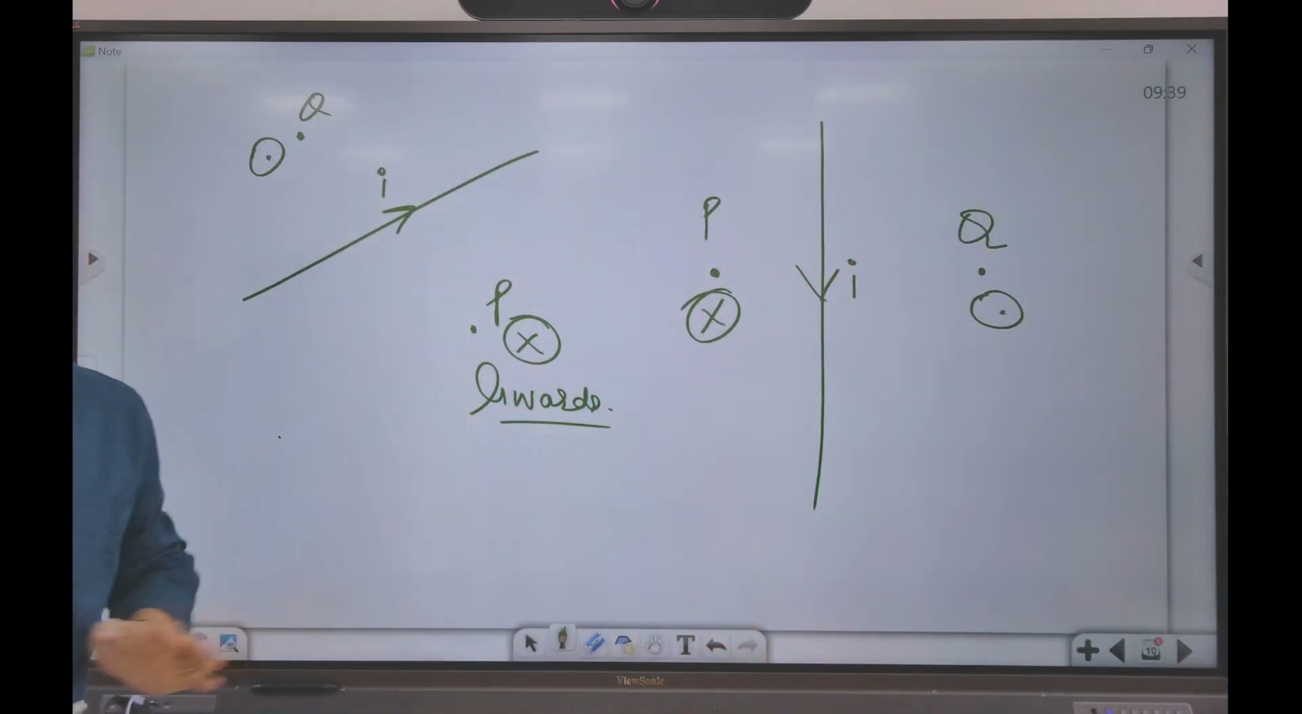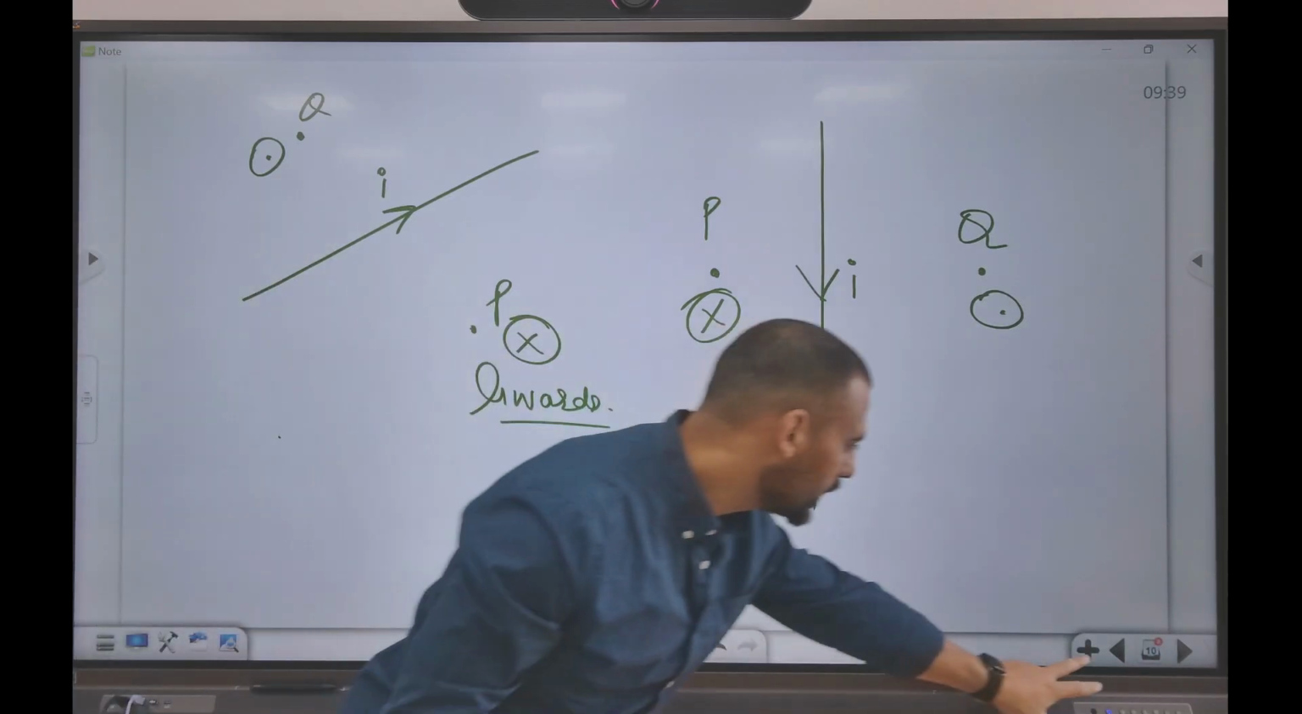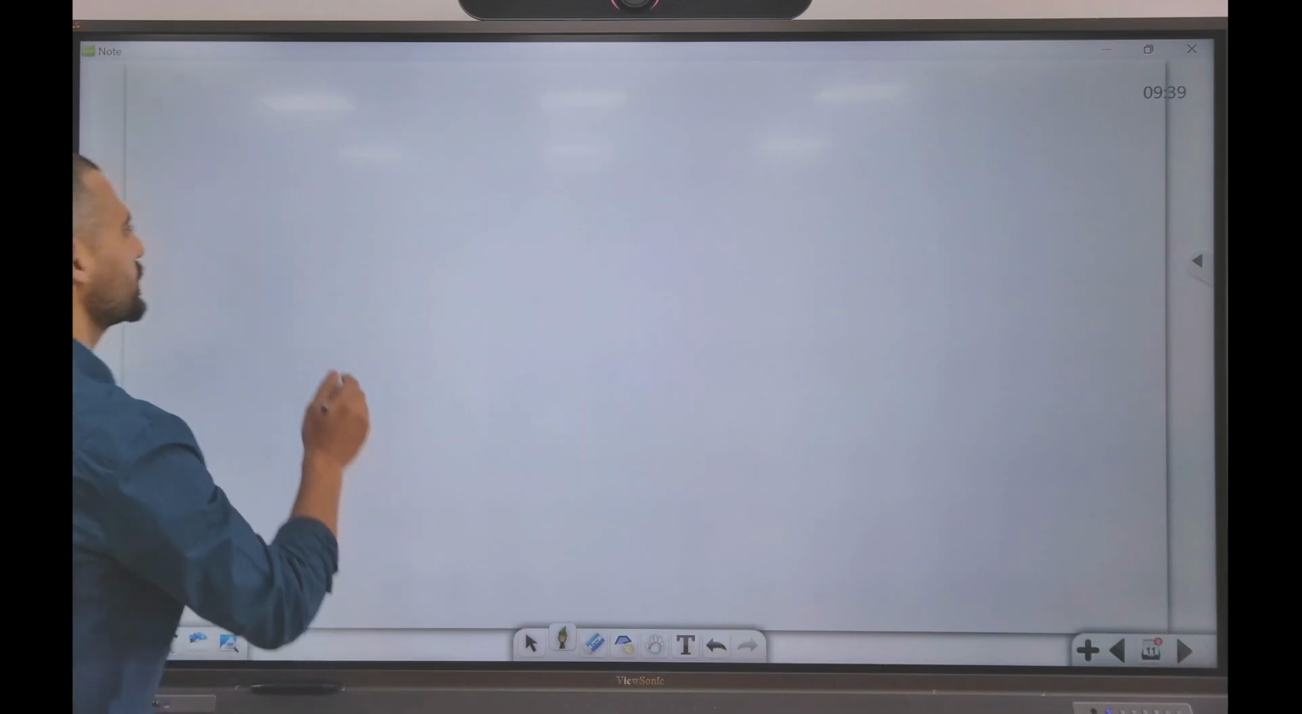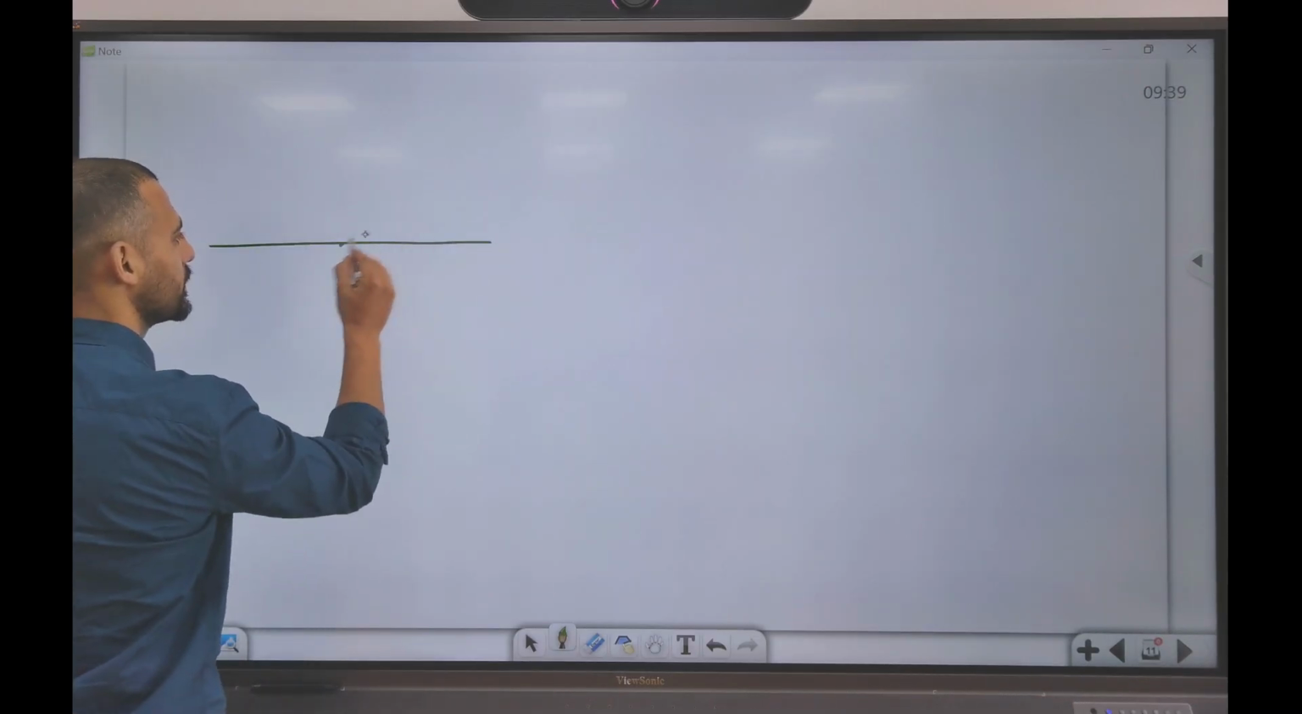Is this clear? Okay, now if I give you some more examples, tell me the direction of the magnetic fields.